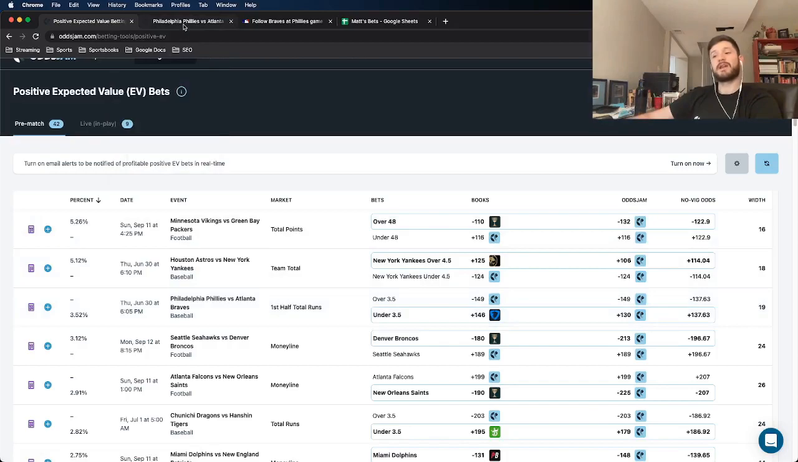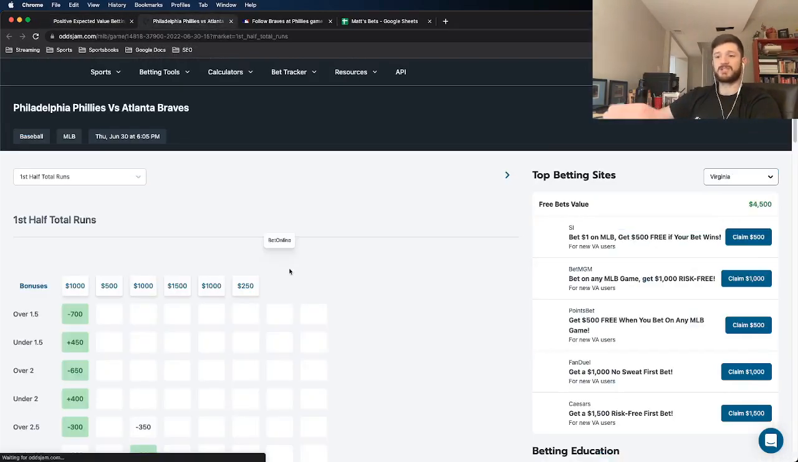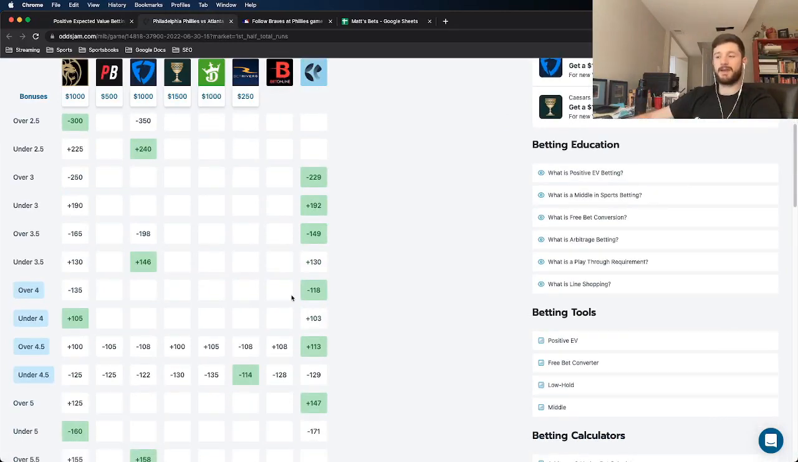So now what I do is open it up in a new tab. You can literally right-click, open link in a new tab, which I did here. And now let's compare to what all the sportsbooks have pricing for. In this case, there's only one other book that has odds for the under 3.5, but look at the value here. BetMGM has it at plus 130. OddsJam has it at plus 130.